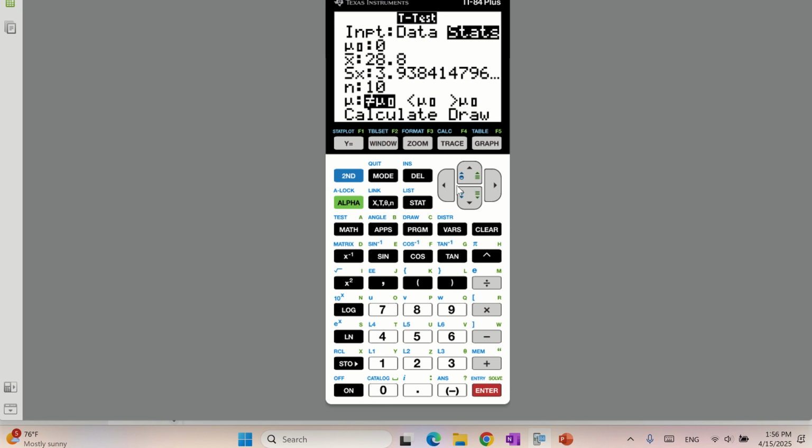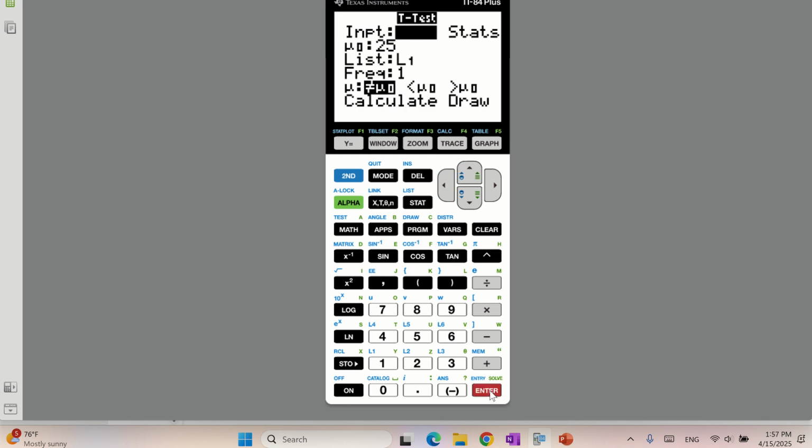And here we have statistics, so we can just plug them in. So what was our mu0? That's 25 miles per hour. Our x-bar was 28.8. This one was 3.94 is what we rounded it to. And then we got 10 for the, actually we did have data. I forgot that we had data. So actually let's go to data because we actually have the data. So let me do that. Sorry about that. Our mu0 is 25. We have our data from list 1.